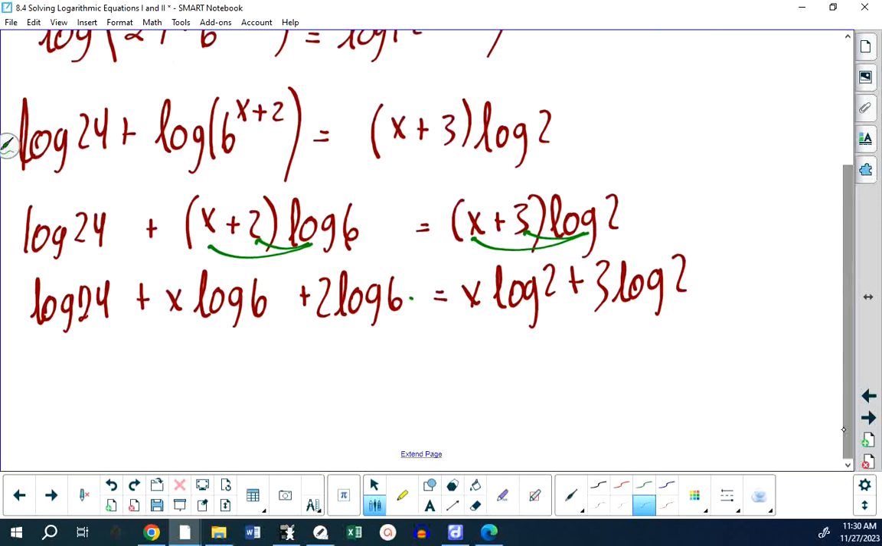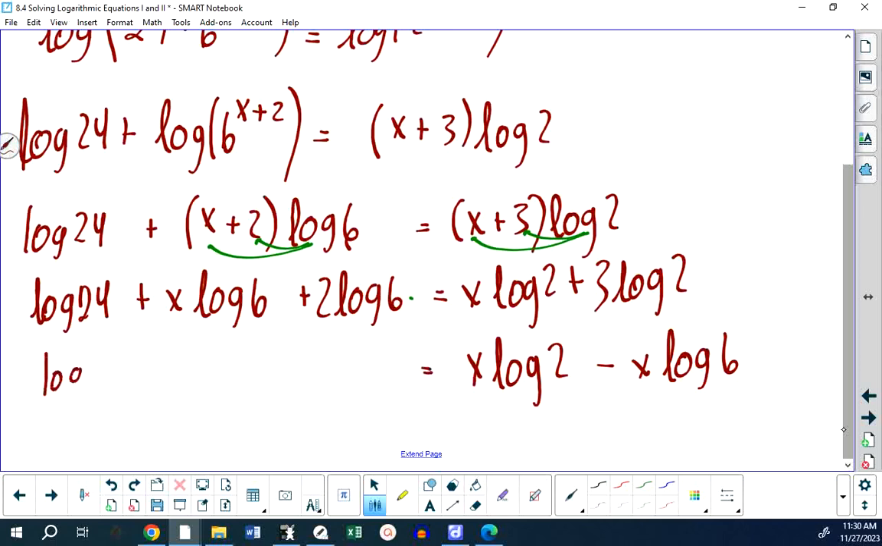I think it will be less negative overall if we move the x's to the right and the non-x terms to the left. Log 24, 2 log 6, negative 3 log 2, x log 2 minus x log 6.